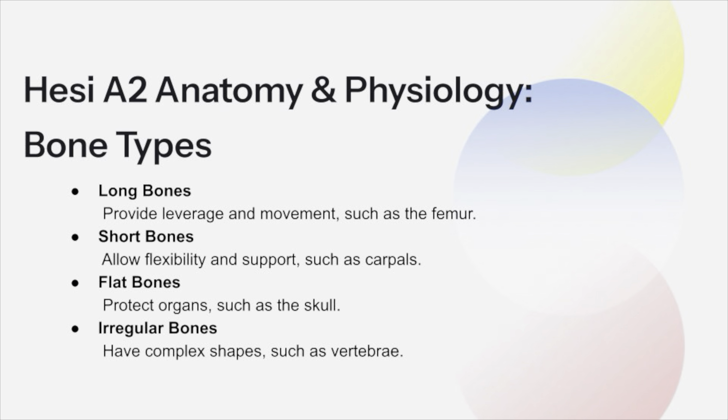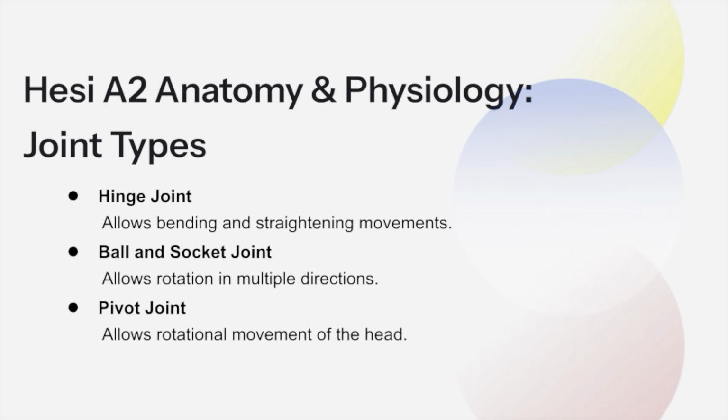There are four major bone types that you need to know. There are long bones, such as the femur; short bones, such as the carpals; flat bones, such as the skull and sternum; and irregular bones, such as the vertebrae. Joint types are also important. Here are a few examples of joint types. First, the hinge joint, which is found in the knee and the elbow. Ball and socket joint, which is found in the shoulder and hip. A pivot joint, like the neck, where your head rotates.